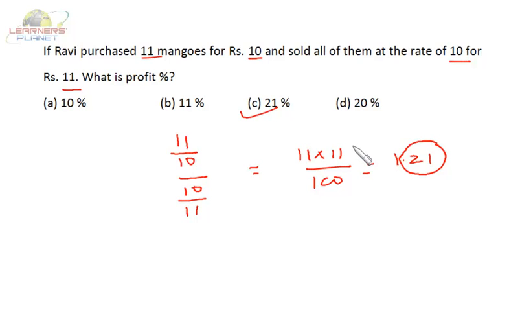Not many calculations are required. You can do this sort of problems even mentally. I hope you are getting my point. We have simply calculated SP by CP ratio, and in this case we have taken the unit price, that is the price for one piece, and whatever is the profit on one piece, the same profit percentage will be applicable to the entire lot.